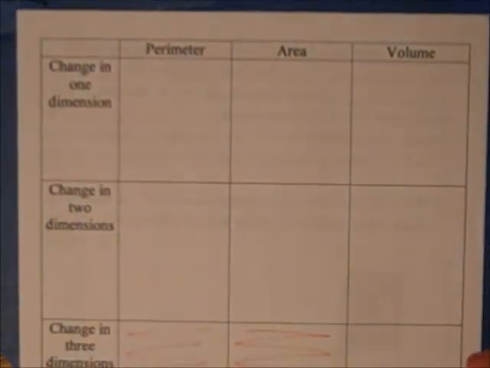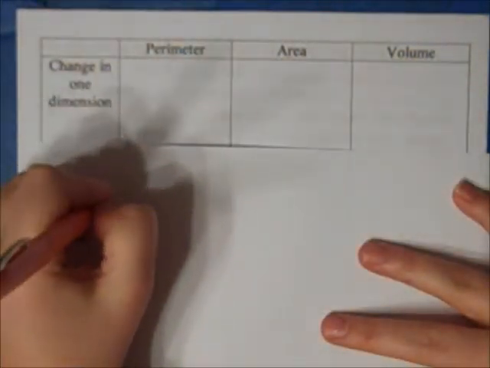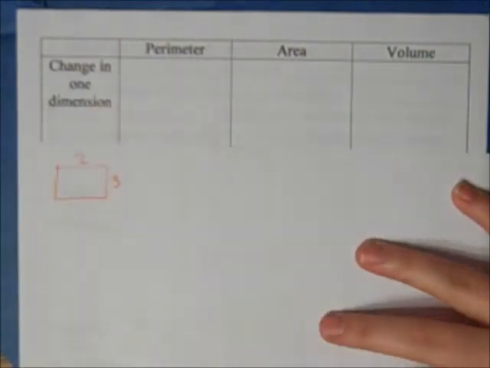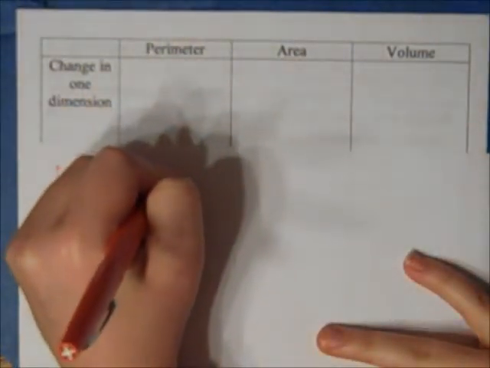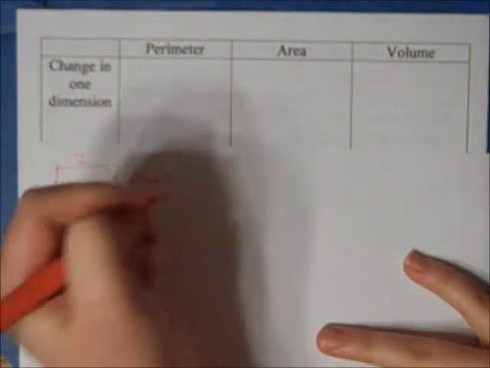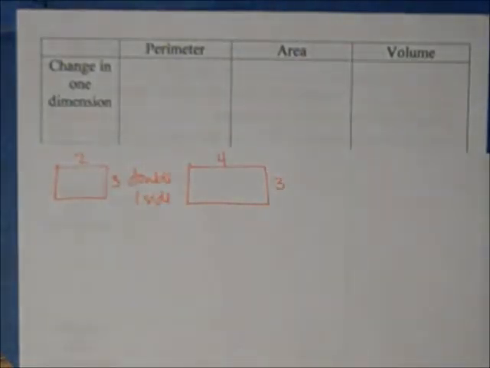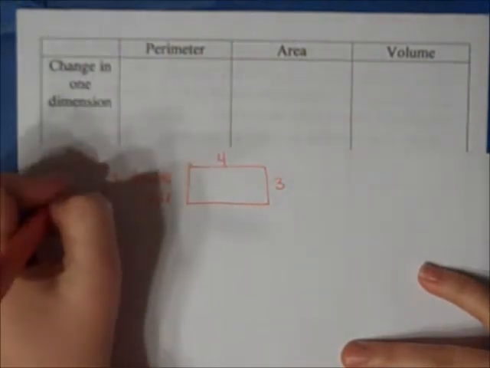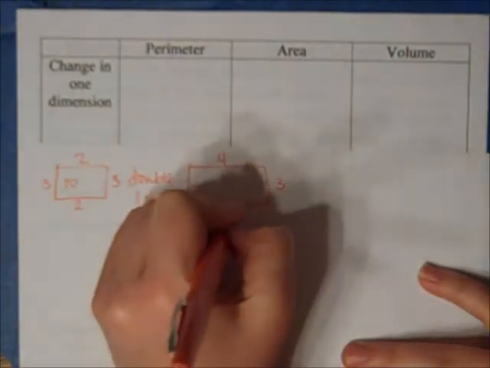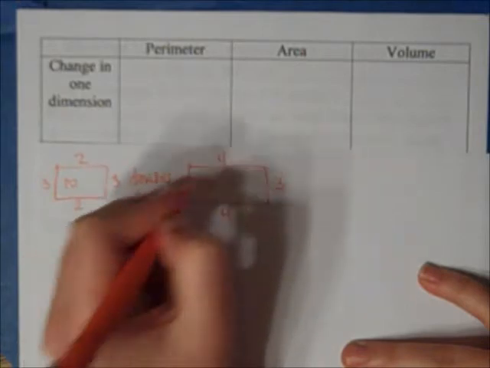Okay, so let's start with perimeter. If I change one dimension, and I'm going to do all of these with an example, and let's say our example is a rectangle that's 2 by 3. So let's say I just am going to double one side. So my new one is 4 by 3. So let's look at our perimeter. This is 3, this is 2, 6, 7, 8, 9, 10. So this one has a perimeter of 10. 8 and 6, this one has a perimeter of 14.